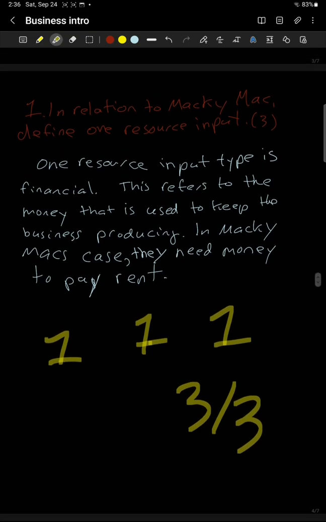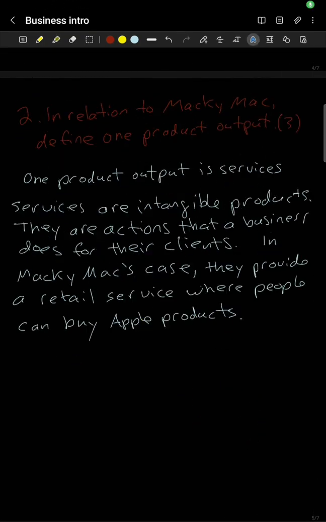Let's go to the next question now. Question 2. In relation to Mackie Mac, define one product output for 3 marks. We're following the same example as before. First thing I do is I name one, which is services. So one product output is services. And then I define it. Services are intangible products. They are actions that a business does for their clients. I've explained what it is. At this point, I have 2 marks.